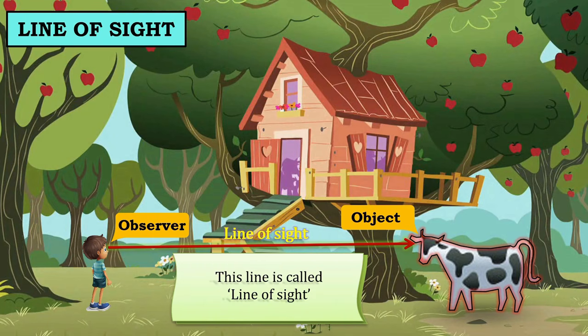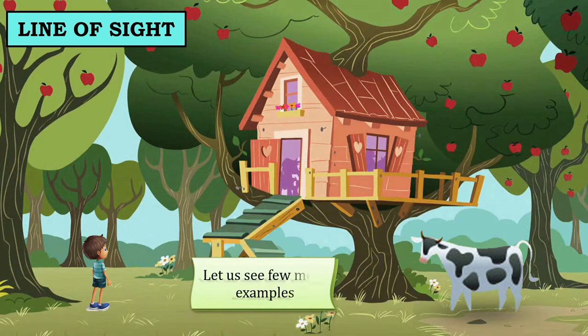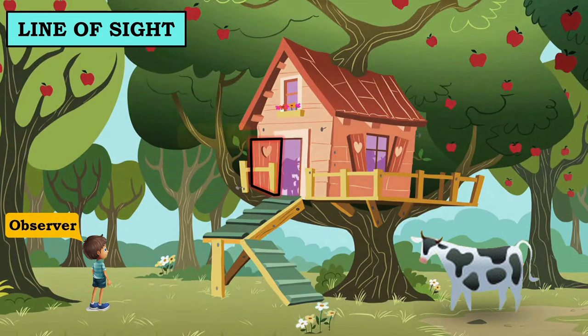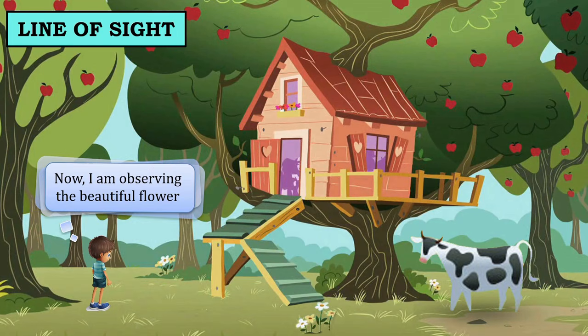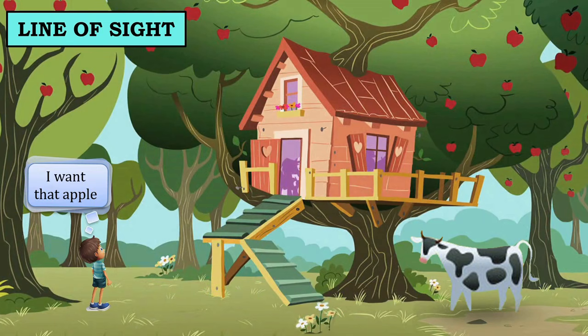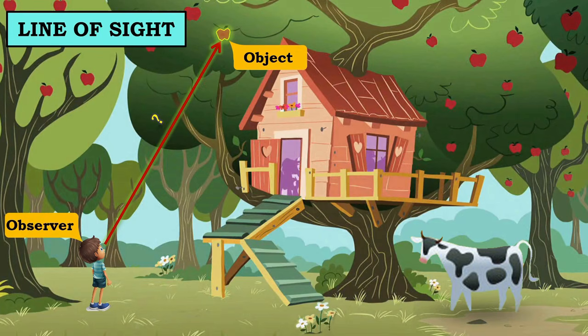So, in simple words, the line of sight is the straight line joining the eye of the observer and the object being viewed. Let's look at a few more examples. Here, I am looking at the door of the tree house. The straight line joining my eye to the door represents the line of sight. Now, I am looking at the flower. Again, the imaginary straight line from my eye to the flower is the line of sight. And here, I am looking at an apple on the tree. The straight line joining my eye to the apple is also a line of sight.